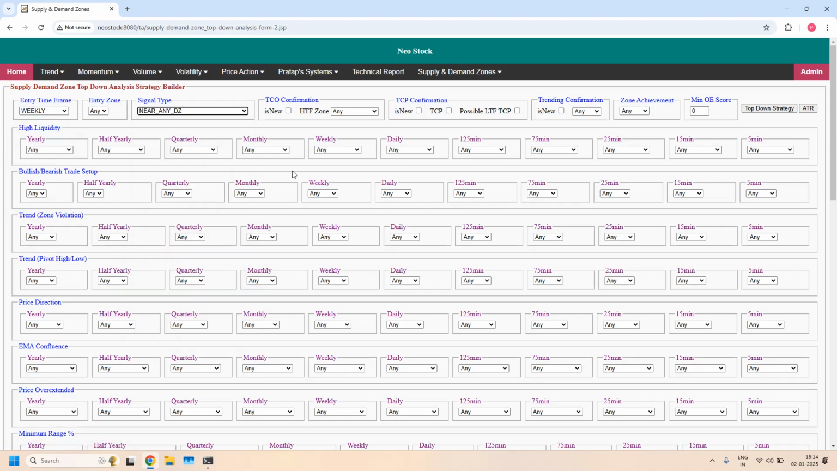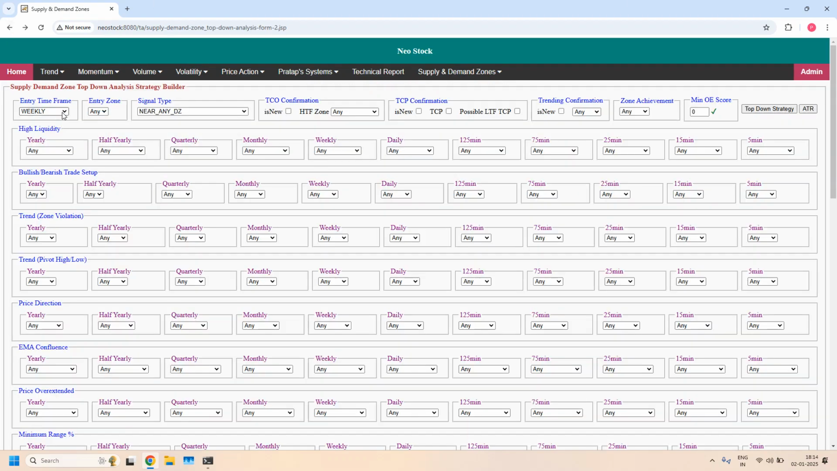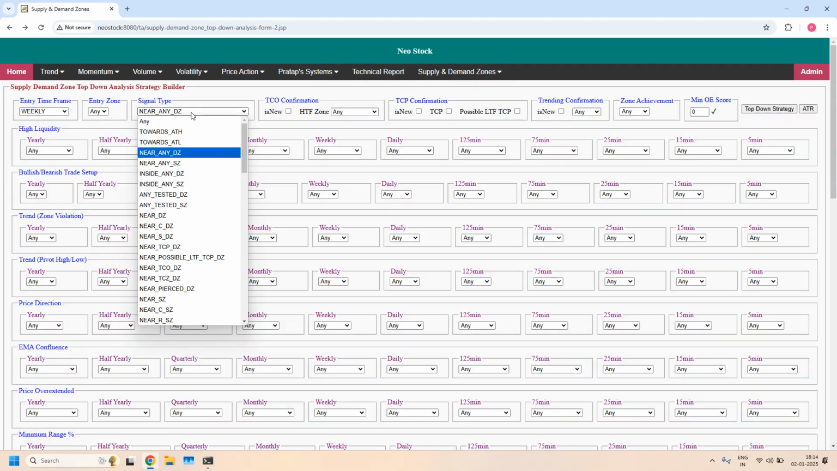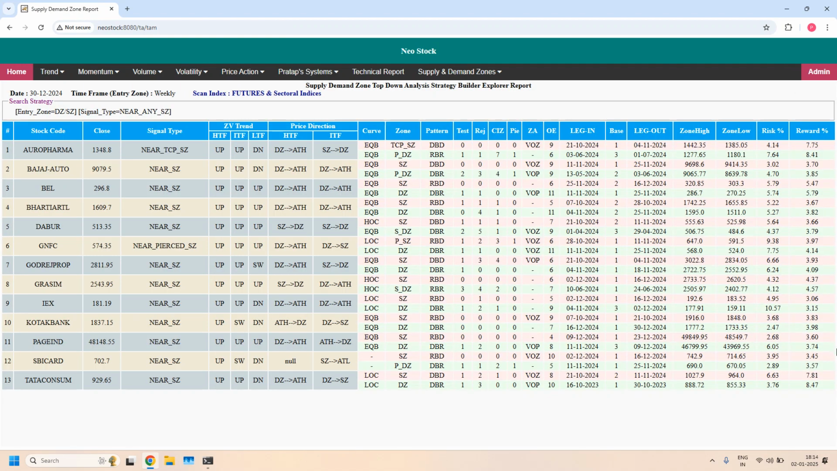Stocks near weekly demand zone. We got 14 stocks. Next, weekly time frame. Stocks near weekly supply zone. We got 13 stocks.